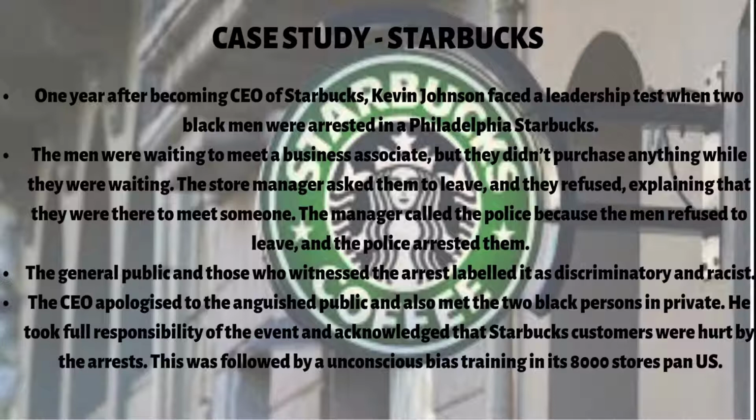Others sitting there made a video which went viral, and people at the restaurant reported that many of them too did not order anything to eat or drink, but they were not asked to leave the premises. Everyone called the incident racist and discriminatory. Later, the CEO apologized to the two black men personally and also to the public for the unfortunate incident. He took full responsibility and promised that such incidents shall never take place again. This was followed by an unconscious bias training in its 8,000 stores across the US.